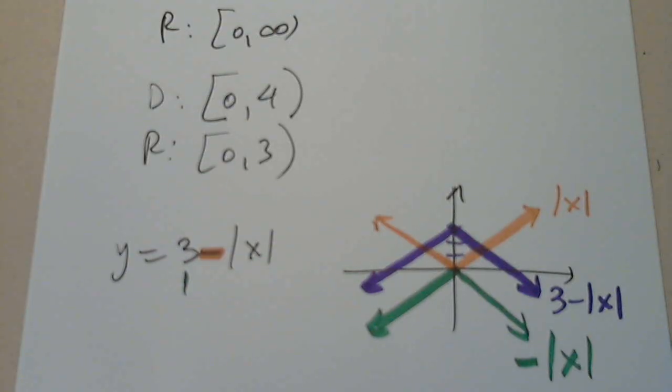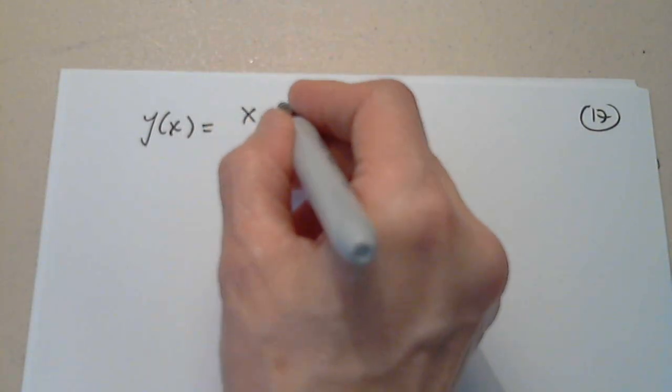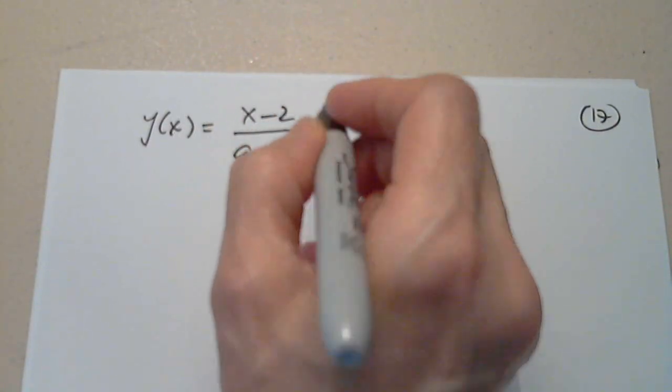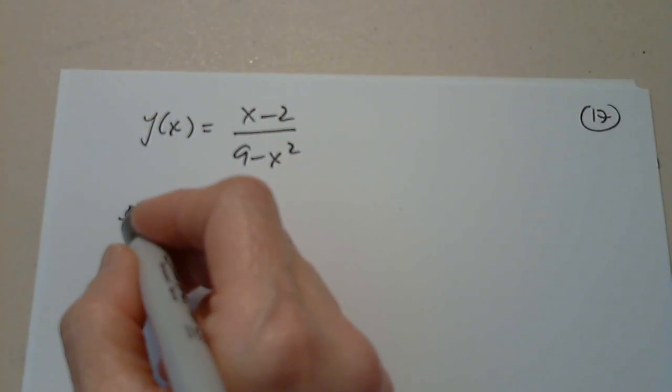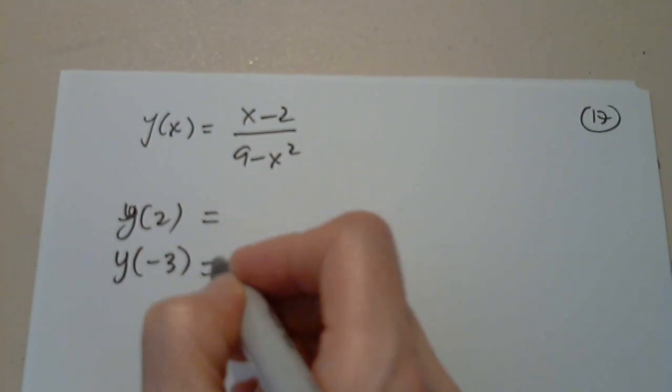For this function, find and simplify. So we have y of x. So y of x is x minus 2 over 9 minus x squared. They're asking us to find y of 2 and y of negative 3.